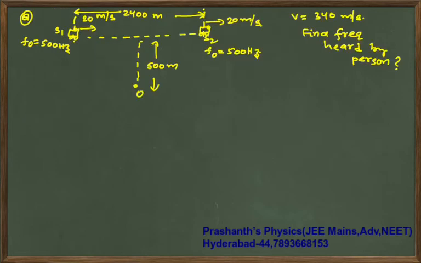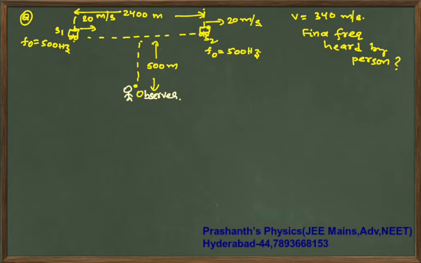Okay, so you basically have a situation like this. There are two trains which are moving in same direction like this. Both will move with 20 meters per second. Distance between the trains is 2400 meters, and somewhere here you have your observer. Okay, so that observer is at a distance of 500 meters. Both the source or trains will produce a frequency of 500 hertz. Okay, if speed of sound is 340 meters per second, what is the frequency heard by the person?